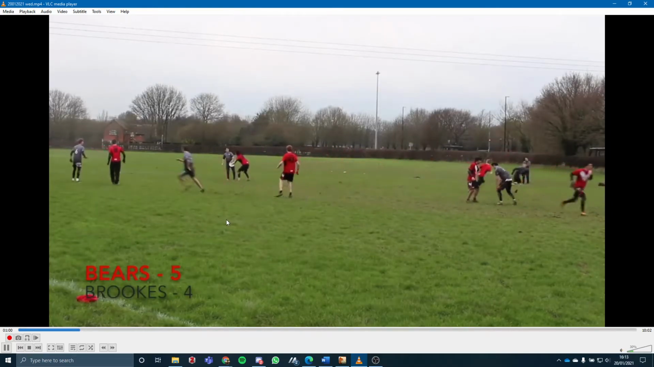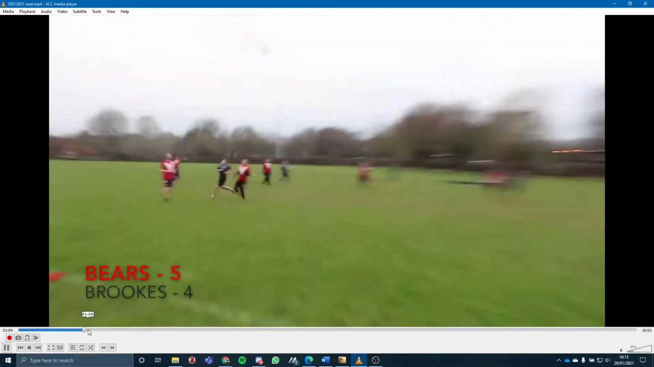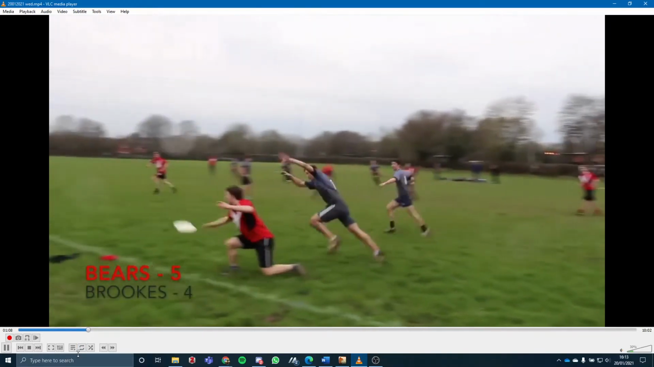So Bears then pick up the disc, get the D, and push it down the field. What do they do wrong as they get closer to the end zone?